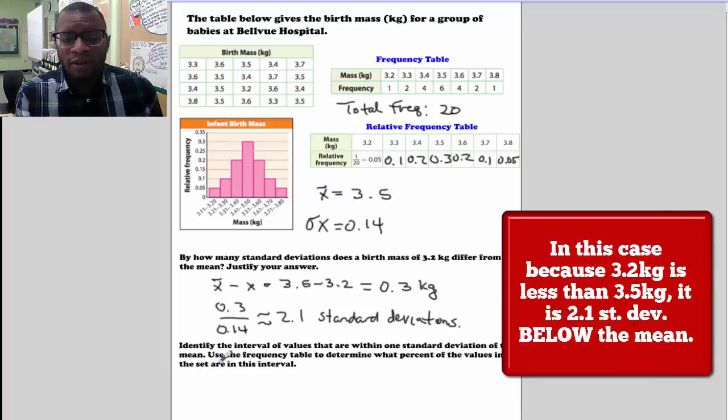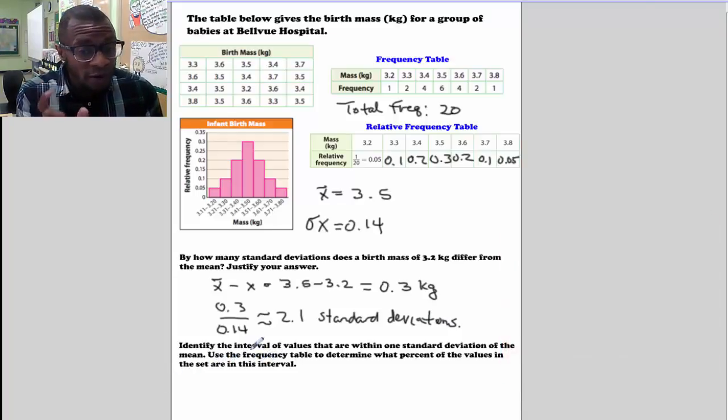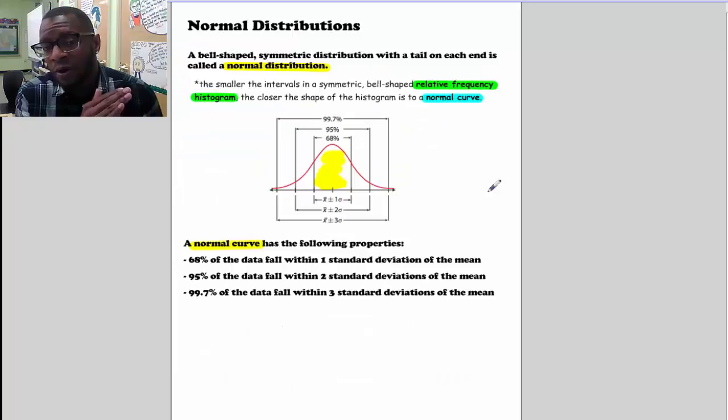Okay, and now we want to identify the interval of values that are within 1 standard deviation. So we know that this mass of 3.2 is approximately 2.1 standard deviations away from the mean of 3.5. Now we want to identify the interval of values within 1 standard deviation of the mean. Our mean is 3.5, and we want to go 1 standard deviation away from that on both sides. Because remember, with our normal distribution curve, or bell curve, we go 1 standard deviation below and 1 standard deviation above.